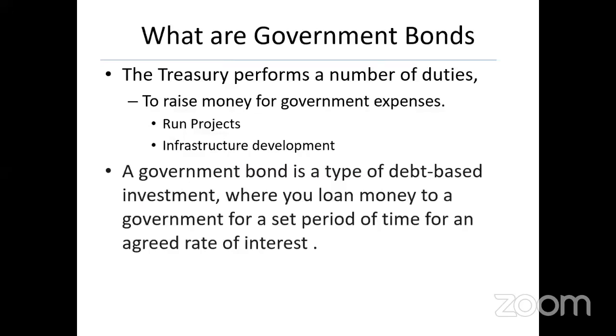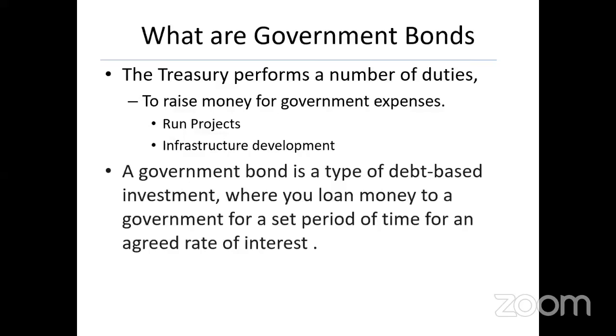So this is the reason why the government issues bonds or needs to raise funds. These are the two main reasons: either to run projects or to facilitate infrastructure development. So a government bond in essence is a debt-based kind of investment, in the sense that you become the lender. You give the government your money so that they can do infrastructure development and run projects. And in exchange for giving them your money for a specific period of time, they are going to give you a certain interest at the end of it all.